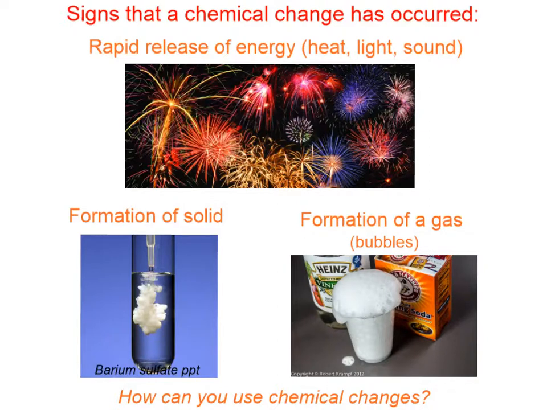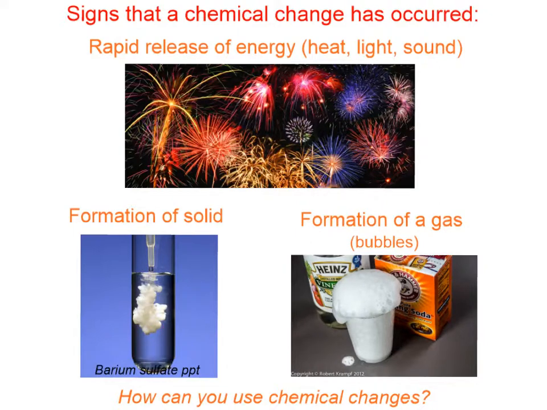Here's an example of some of that. Formation of a solid. When we have two liquids that we mix together and we see a cloudy, milky solid that is being formed, this is called a precipitate, abbreviated PPT. We know a new substance has been formed. That's a sign that a chemical change has occurred.